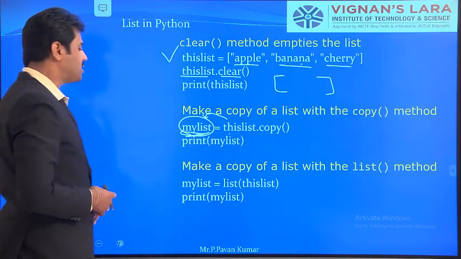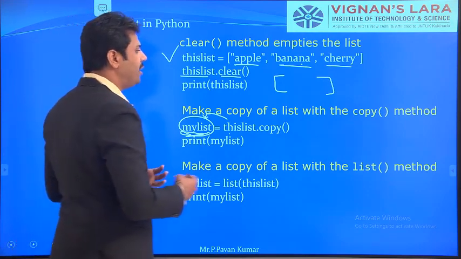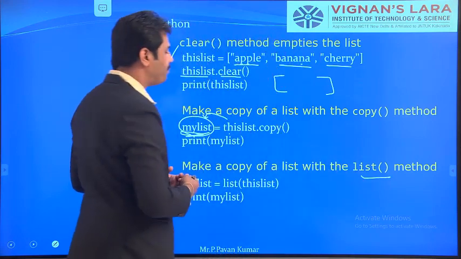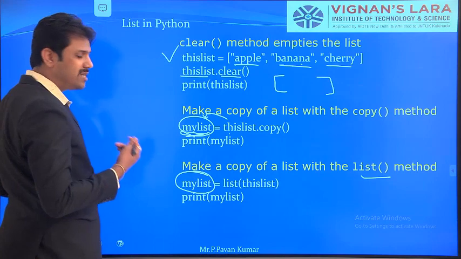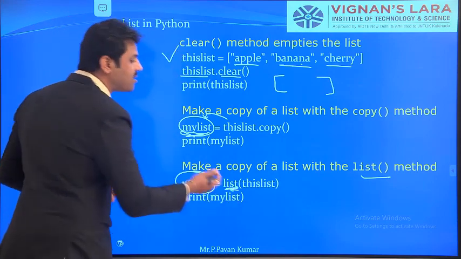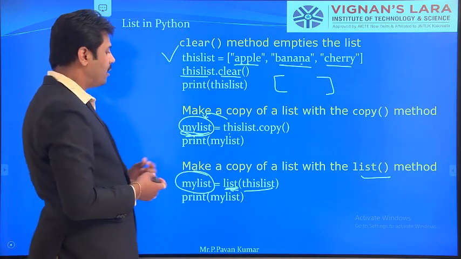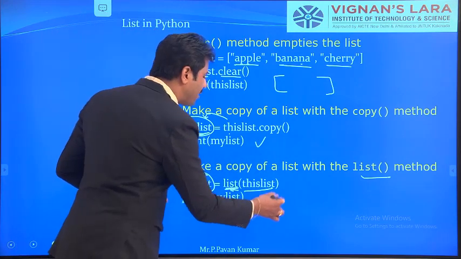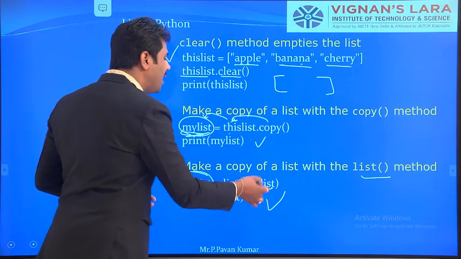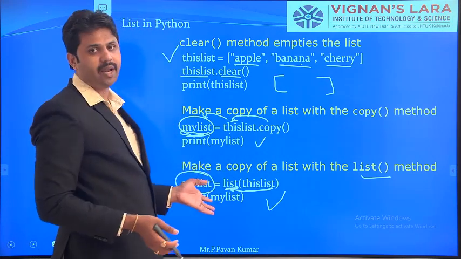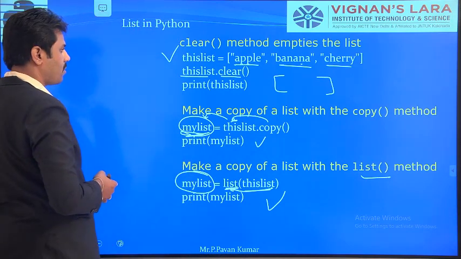Okay. Next one. You have one more procedure with lists. I just created a new list by using the list constructor, because both perform the same operation, no changes. Here also the copy operation is done, here also a new list is created. Both are going to perform the same.